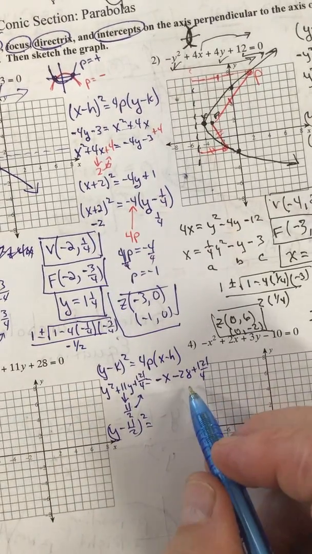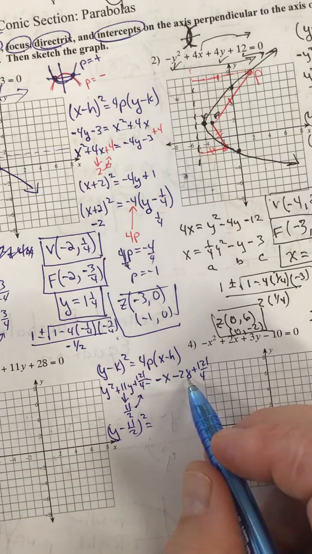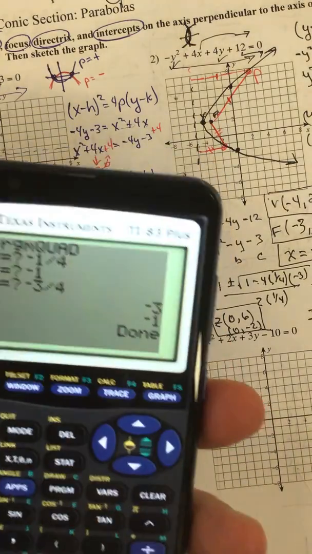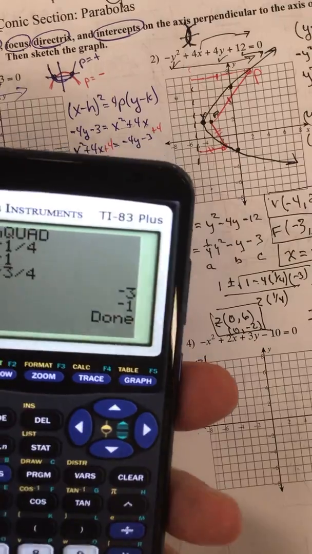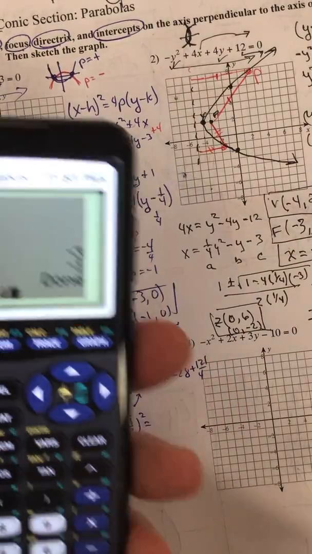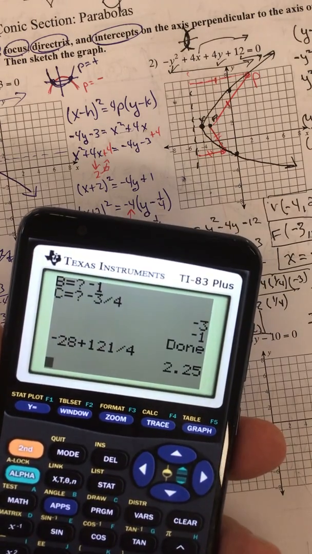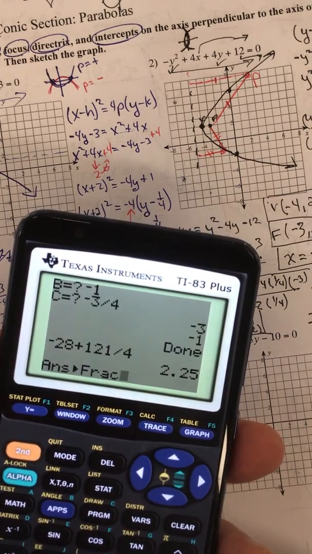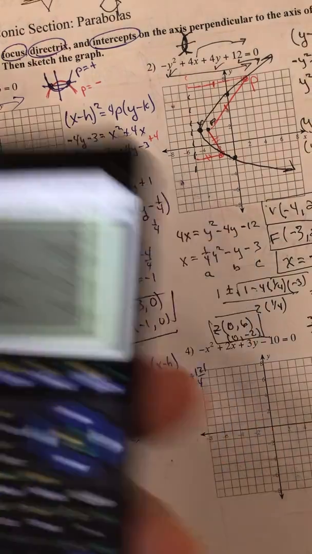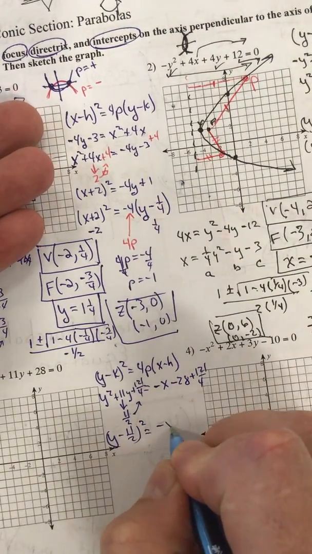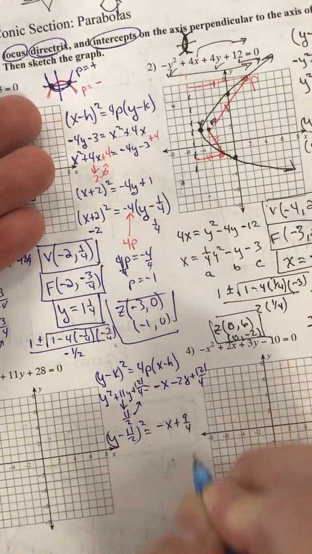Okay, so now you can use your calculator to help with this. Negative 28 plus 121 fourths. Just put it in. Negative 28 plus 121 fourths is 2 1/4. So 9 fourths. So we have negative x plus 9 fourths.